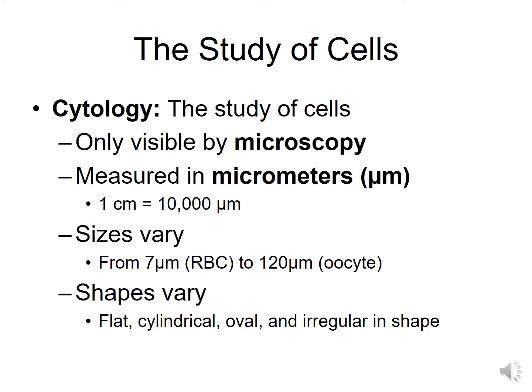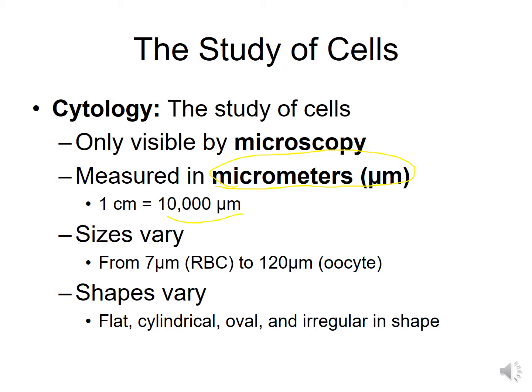All right, so let's start out by looking at the study of cells. Let's look at the definition first. Cytology is the study of cells that are only visible under a microscope. We use the term micrometers as the unit we measure cells in. To give you a point of reference, 1 centimeter is equal to 10,000 micrometers.